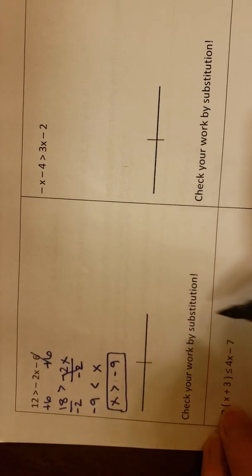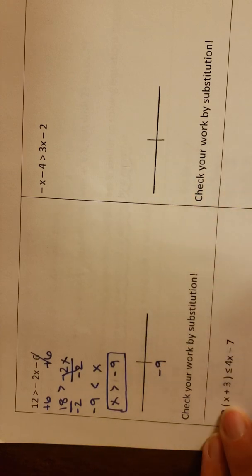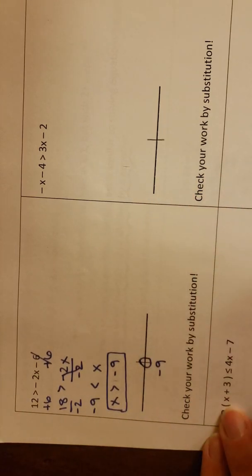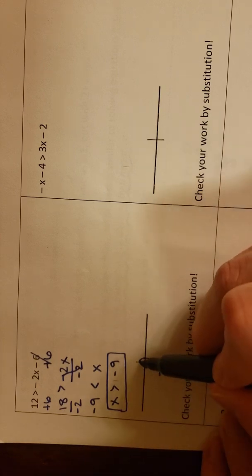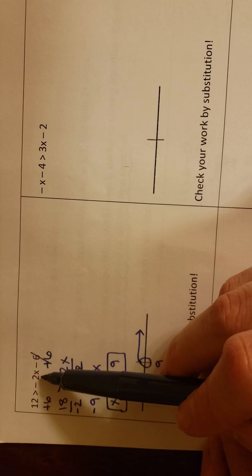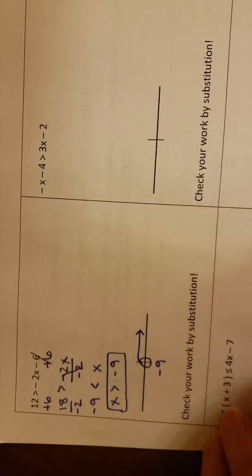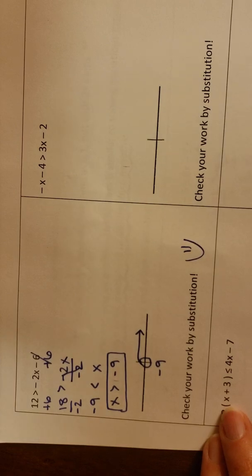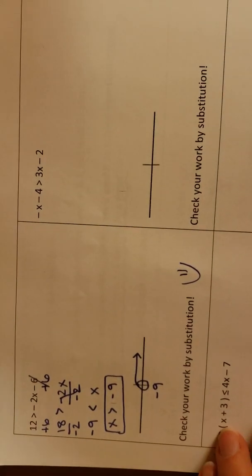Okay, and now we graph. Negative 9's in the middle. Open or closed? Open. To the right or to the left? Greater than. 0 is greater than negative 9. Negative 2 times 0 is 0. 0 minus 6 is negative 6, and that's less than 12. We are good. Okay, rocking and rolling here. We got it.